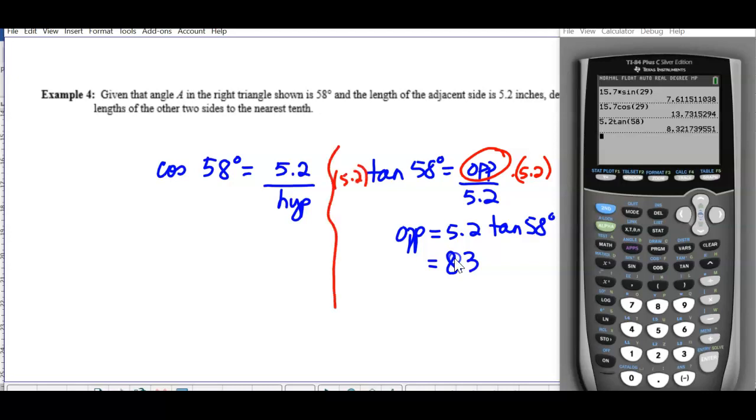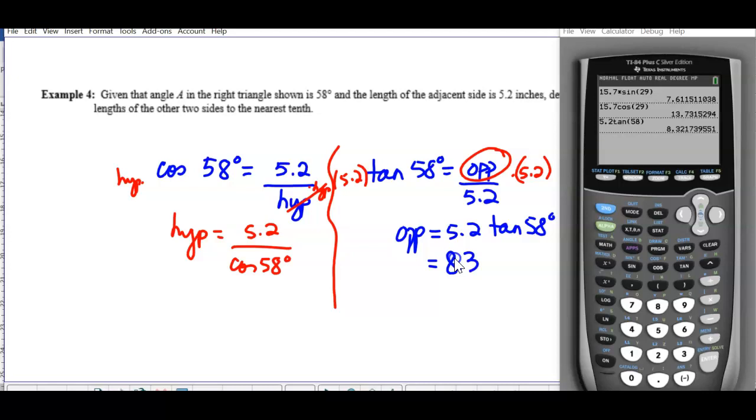Okay, here our unknown is in the denominator. So we need to multiply through by the hypotenuse. So if you can see this, hypotenuse there, hypotenuse here, those divide out. So then to get the hypotenuse by itself, you have to take 5.2 and divide by cos of 58.